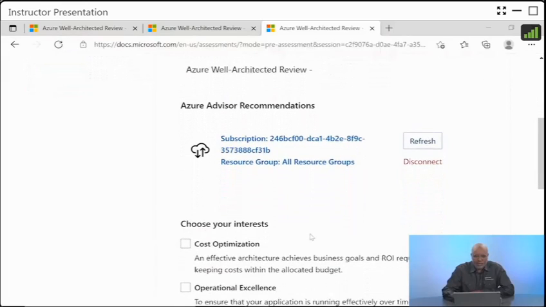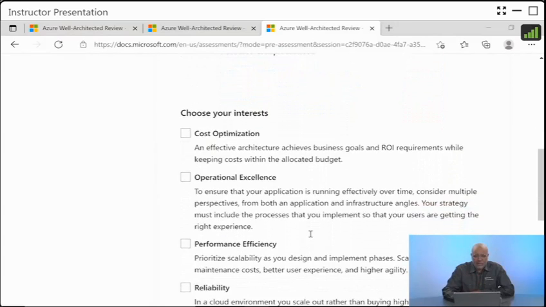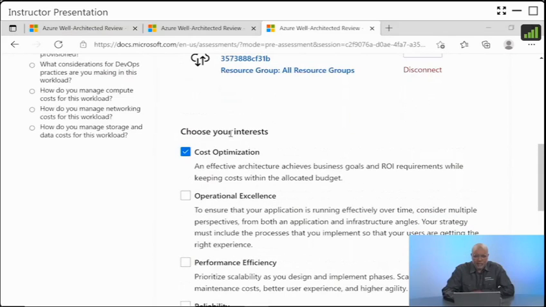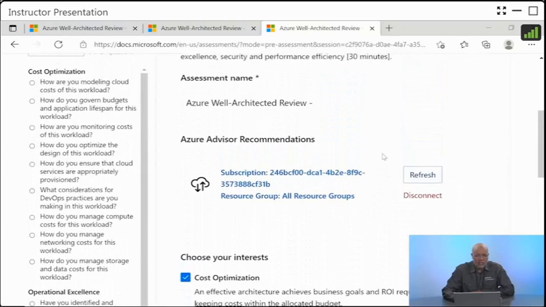So down here it says choose your interest. And by choose your interest, it means what are the 5 pillars of the well-architected framework do you want to consider? So I'm going to choose a couple of these here. I'm going to choose cost optimization, and I'm going to choose operational excellence. And if you look over here to the left, you can see under cost optimization is giving you several questions, like 12 or 13 questions here.